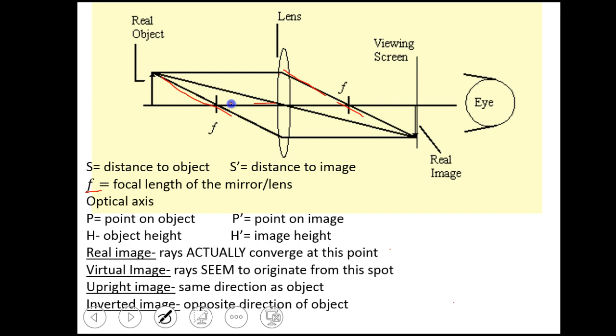How far the focal point is from the lens depends on the lens or mirror. But we still label all of them with this F, right? Not to be confused with frequency of waves. We also have what we're going to call the optical axis. And the optical axis is just this line right here that goes through the middle of the lens.